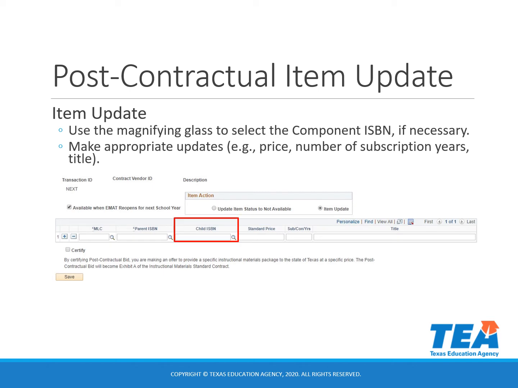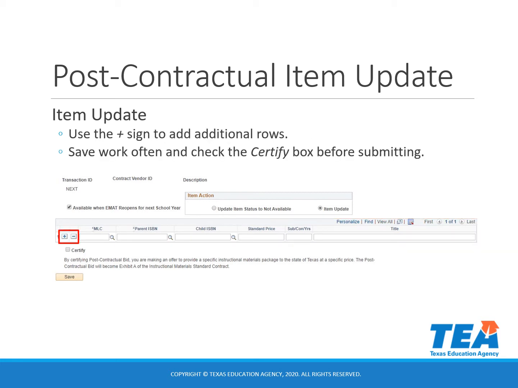If you need to make an update to the component, then you will select the component ISBN. Otherwise, you will leave it blank, and the rest of the information will pre-populate based on the parent or child ISBN that is selected. Then you will make the appropriate updates to the price, the subscription years, or the title. You will use the plus sign to add additional rows. You will need to save your work often, and you will select the Certify box before submitting.